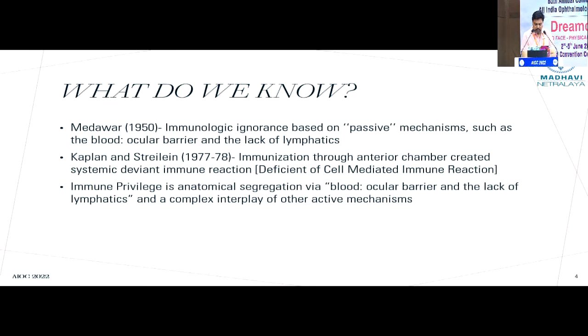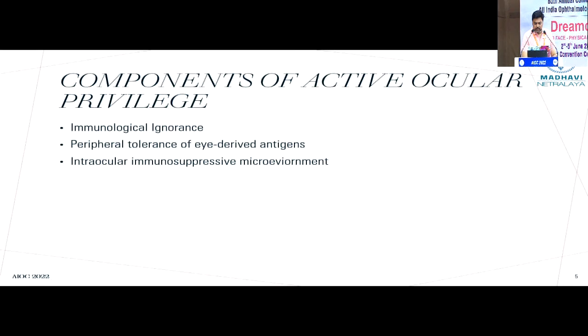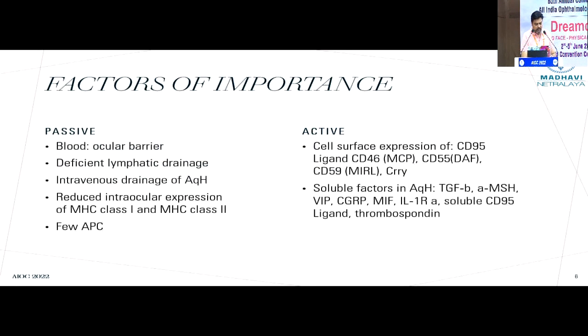Current understanding says that immune privilege is an anatomical segregation and a complex interplay of other active mechanisms, which we will see. These active components include immunological ignorance, peripheral tolerance to eye-derived antigens, and the immunosuppressive microenvironment in the eye itself. So the passive factors are the blood-ocular barrier, deficient lymphatic drainage, venous drainage of aqueous humor so it directly goes into the vein, reduced intraocular expression of the major histocompatibility complex, both class 1 and class 2, and fewer antigen presenting cells, from the iris to the retina, anywhere.